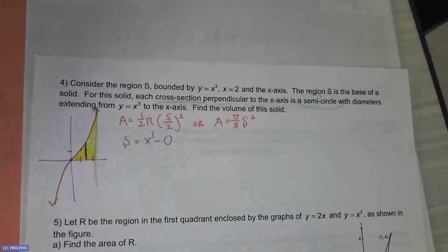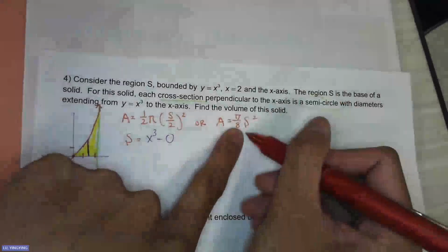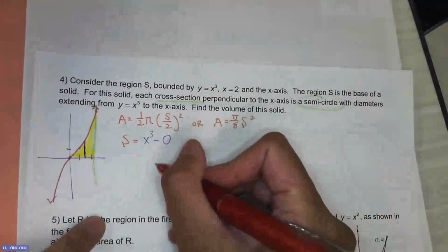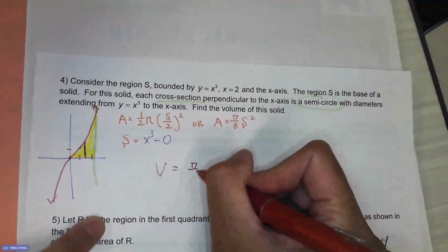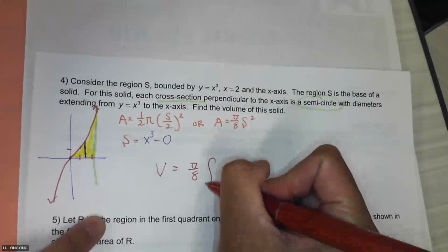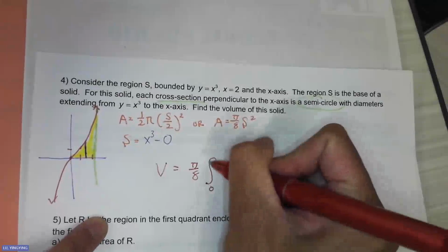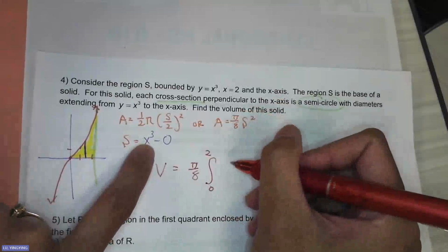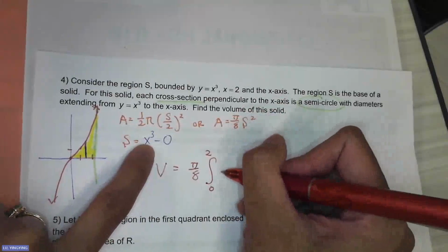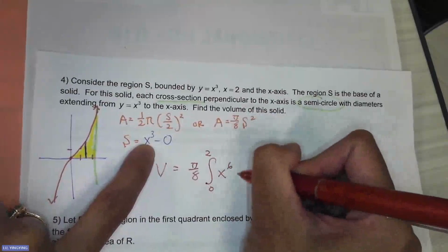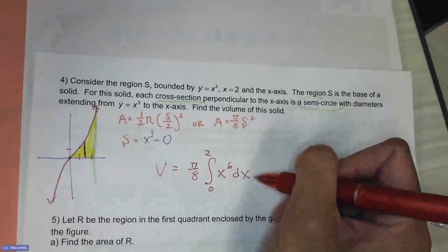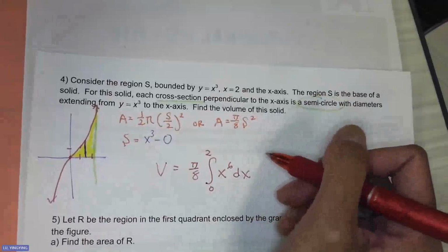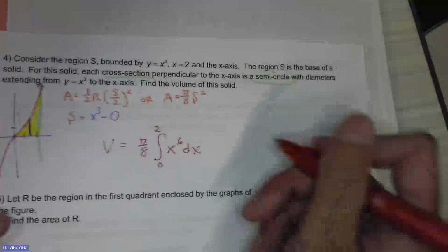Okay. So the antiderivative is super simple. We just need to use that. I like this one better. It's easy to compute. So the volume is pi over 8. What are the bounds? 0 to 2. S squared. So x is x to the third power. If I square it, it is x to the 6th power dx. I'm just going to square it anyway because you're supposed to do antiderivative for a question like this.